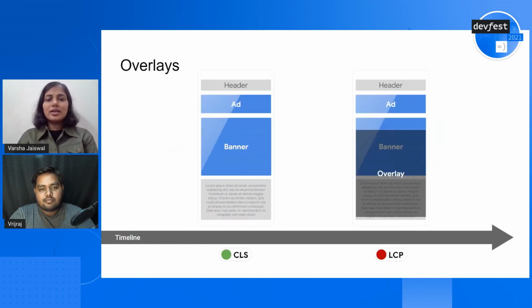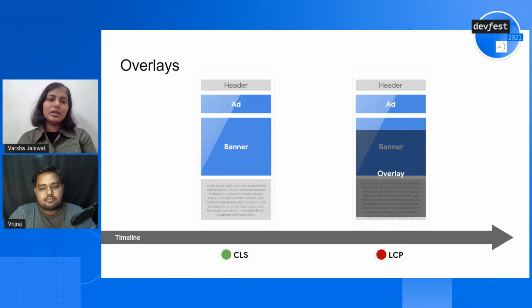Second thing is avoid overlays. Overlays will not affect CLS, because they're not shifting the layout, but they affect the LCP, largest contentful paint, right? Let's say the website is already loaded, and now that overlay gets loaded after it, it will bring in the data, and hence it will affect your LCP, right?